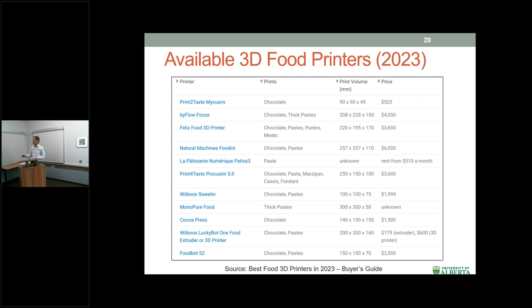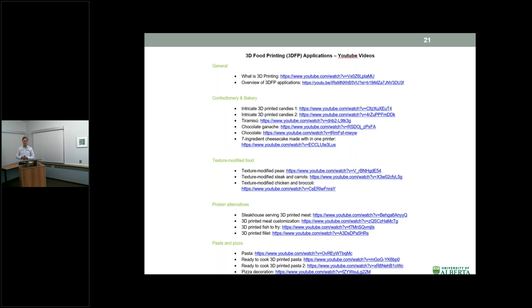So, last two slides, there is a website that talks about available food printers. So if you are interested in seeing what is available, what options, et cetera, check this website out. That's for your benefit. And I've also provided a list of YouTube videos on various topics of 3D food printing that will be in the slide deck after. You can click on the hyperlinks and take a look.